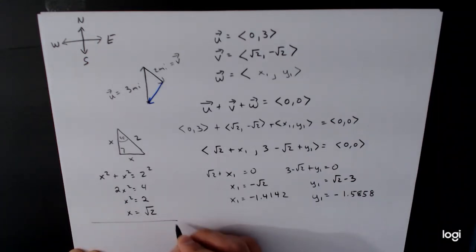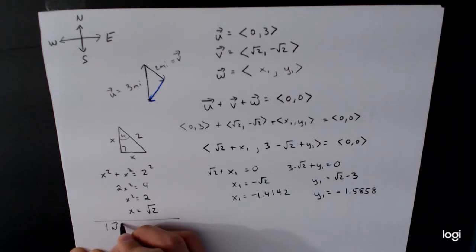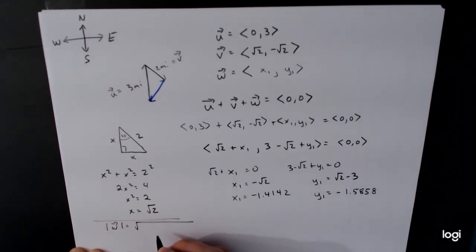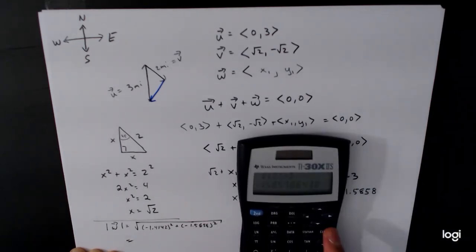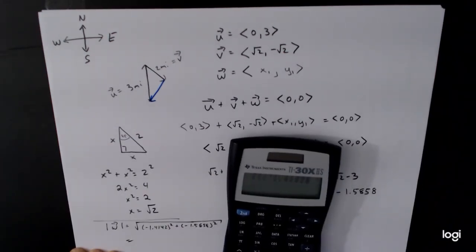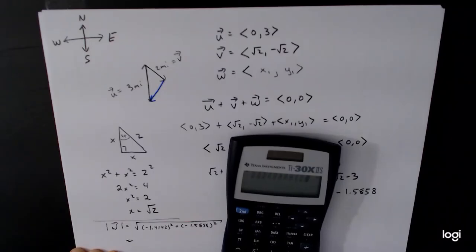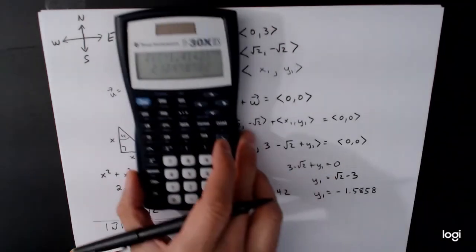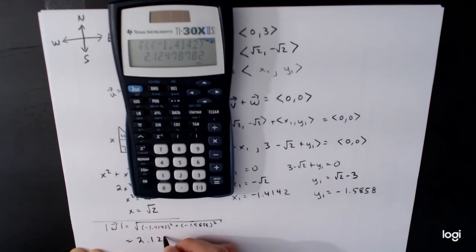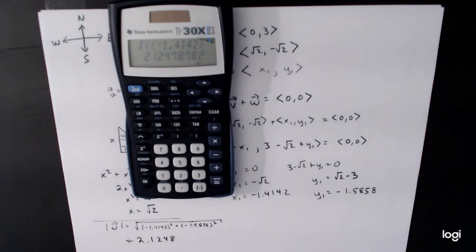So the length of w is equal to the square root of negative 1.4142 squared plus negative 1.5858 squared, which I can just dump into a calculator. Square root of negative 1.4142 squared plus negative 1.5858 squared is equal to 2.1248. And so that's how far she is from home.